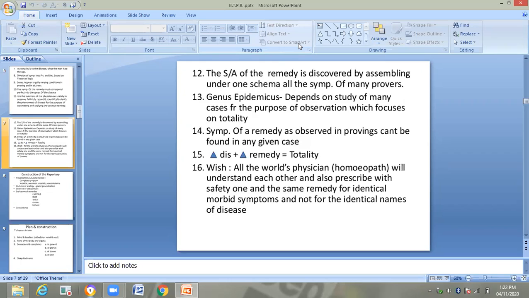Then modalities, which include causative factors, exciting factors, increasing as well as decreasing, or any other modifying factors of the symptom. So modalities are the aggravating and ameliorating factors related to that symptom, as well as the factors which excite the condition, due to which the person changes from health to disease, the causative factors. These we consider under modalities.